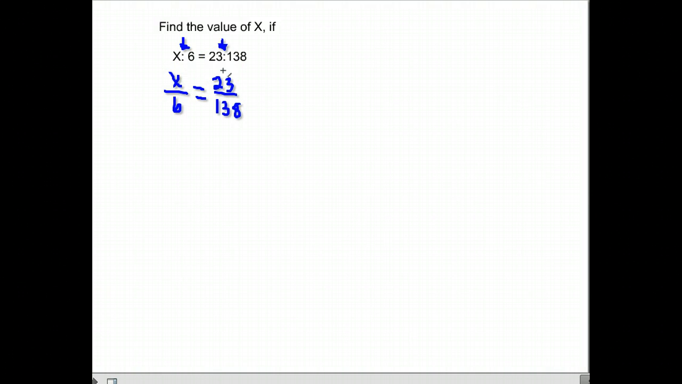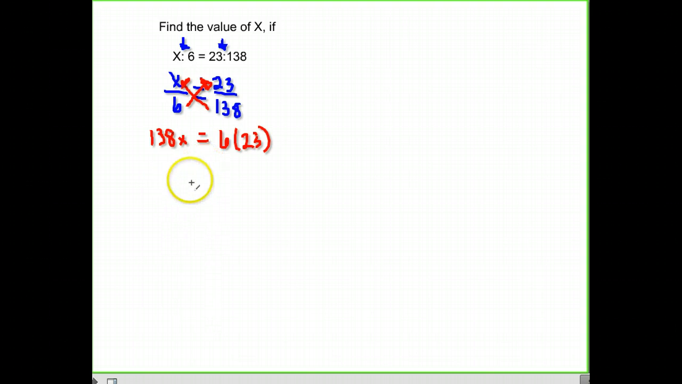I don't know if you remember from algebra, but when you have a fraction equal to a fraction, this is called a proportion. When you're solving those, we do what's called cross multiplying. We take the bottom of one side times the top of the other, bottom of one side times the top of the other, and leave our equal sign in the middle. So we get 138x on the left side and 6 times 23 on the right side. That gives us 138x still on this side, equals 138, because 6 times 23 was 138.